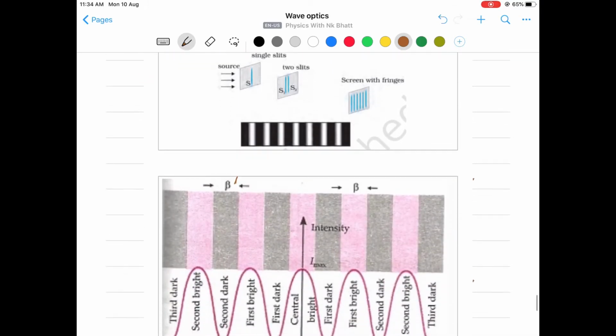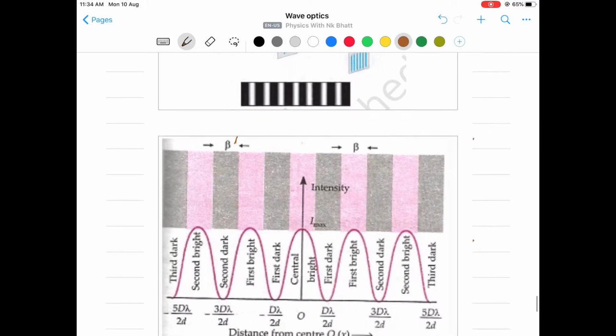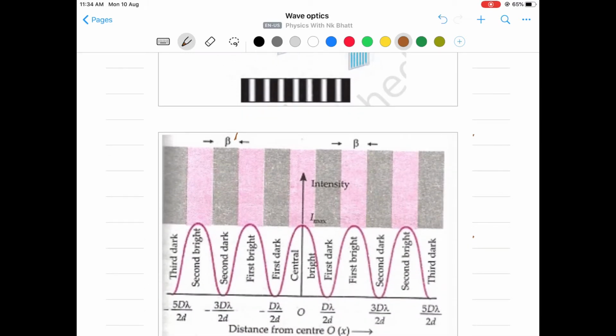To understand this in detail, I have taken a graph here. That graph is interpreting both width, position, and intensity. You can see in this graph, O is center of the screen. At the center, bright fringe is formed, and we had discussed in middle of this lecture that all the fringes are of same width. That you can verify from this diagram also, because it is interpreting the same results in this graphical pattern. So center of the screen is denoted by O.